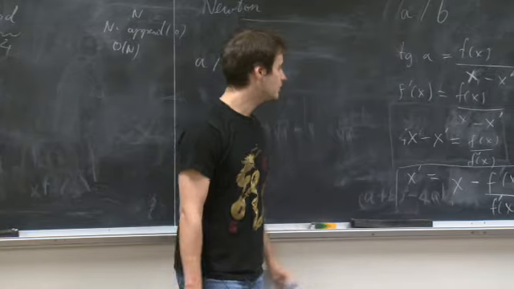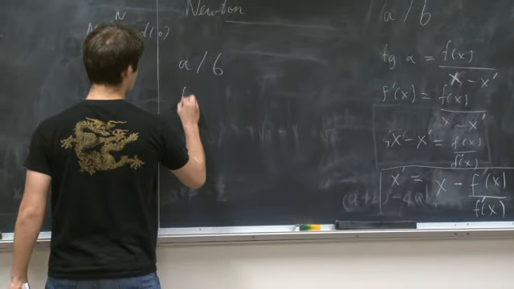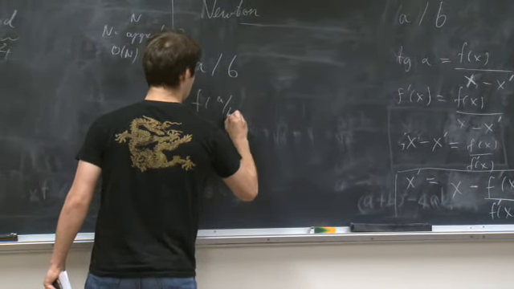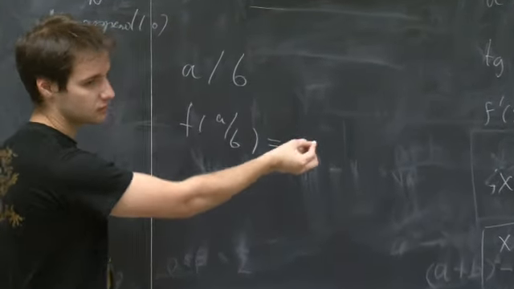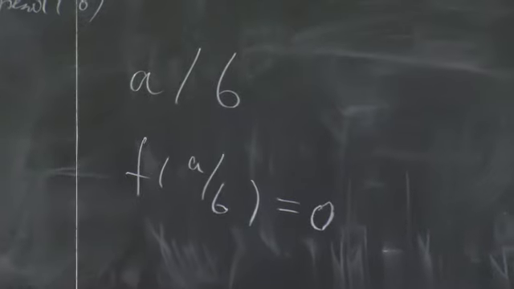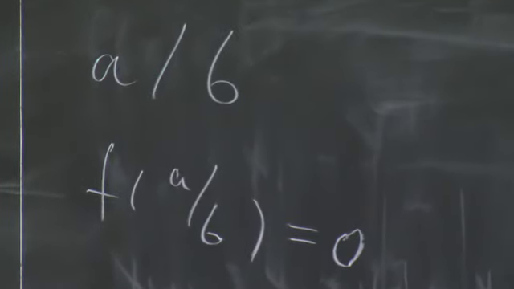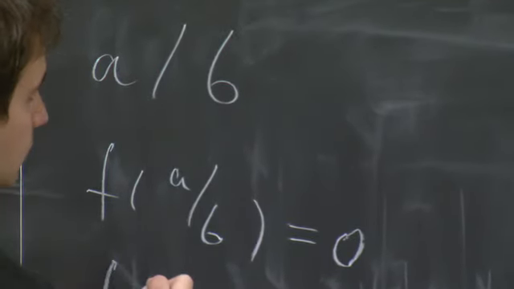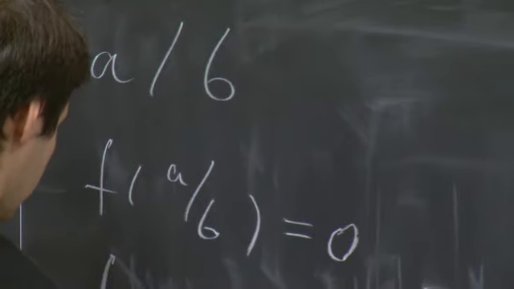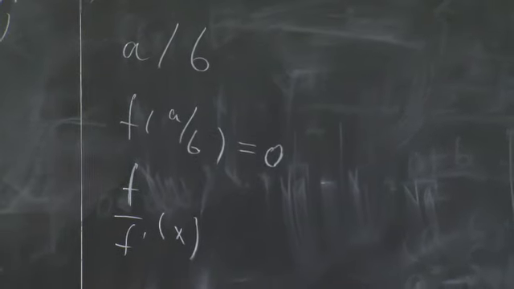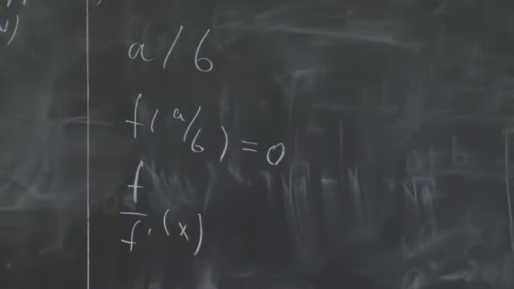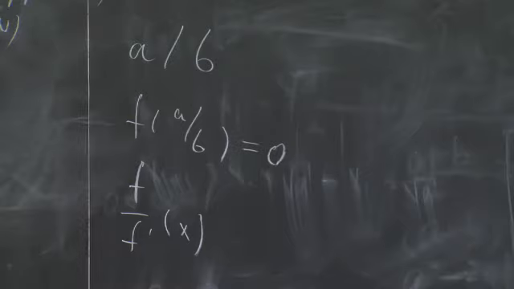Yeah, that would be nice, right? So we want the function so that f of a over b equals 0, because that's the number that Newton will give us. And we also need to be able to compute f over f prime of x without doing any division, right? If we do divisions, then it doesn't work.